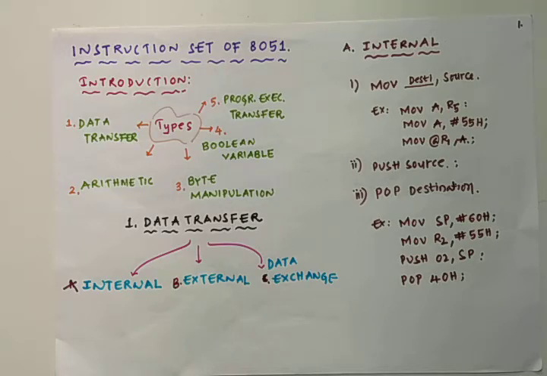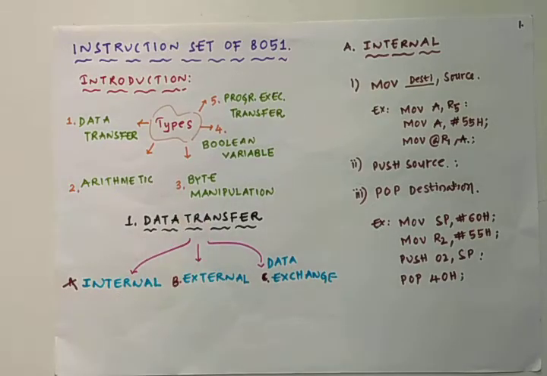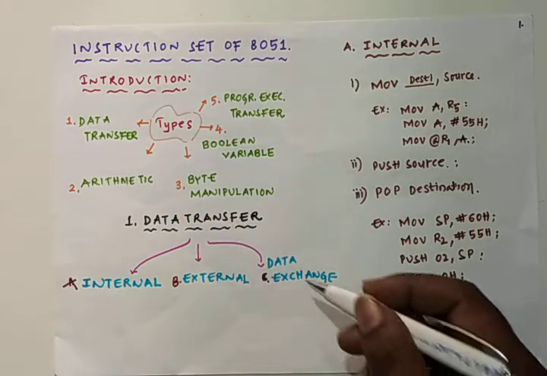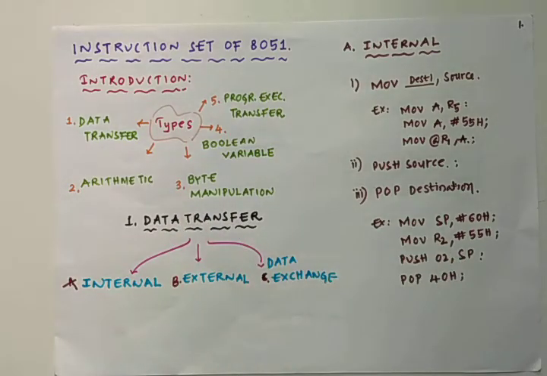The data transfer instructions can be further classified into three things. One is internal data transfer, another is external data transfer, and the next one is data exchange. These three are very important. Data transfer instructions are very important. So first one is internal data transfer, second one is external data transfer, third one is data exchange.